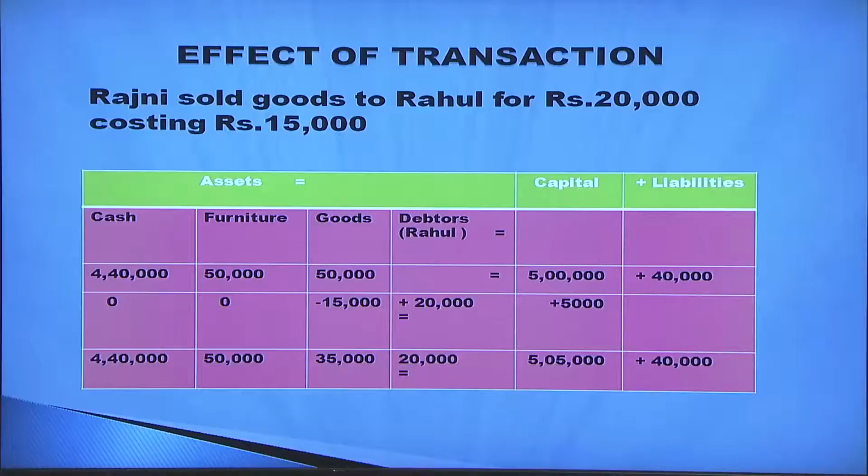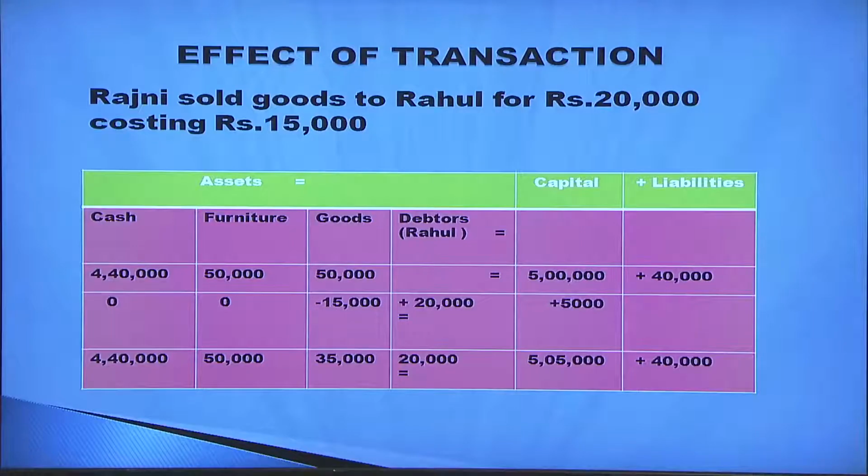Next is Rajni sold goods to Rahul for rupees 20,000, costing rupees 15,000. Here, cost price of the goods should be deducted in the goods column. For how much amount are goods sold? Goods are sold for rupees 20,000. So, from Rahul, debtor 20,000 is coming inside the business. Rahul being a debtor is included under assets. So, another column, debtors, is included under assets. And in that column you have to add 20,000.